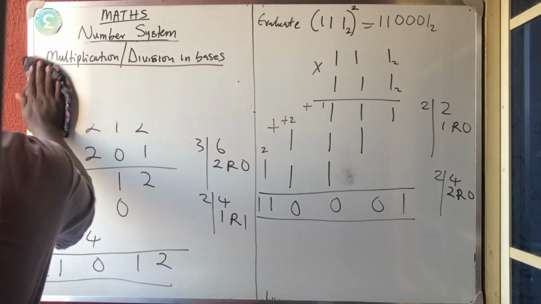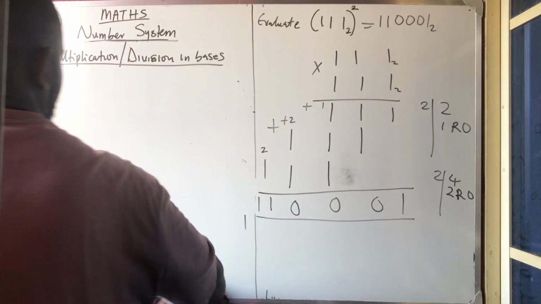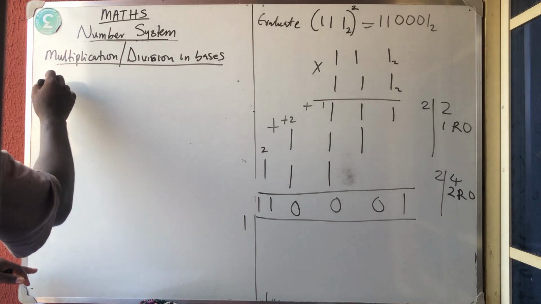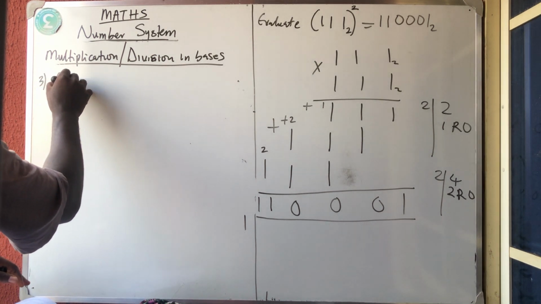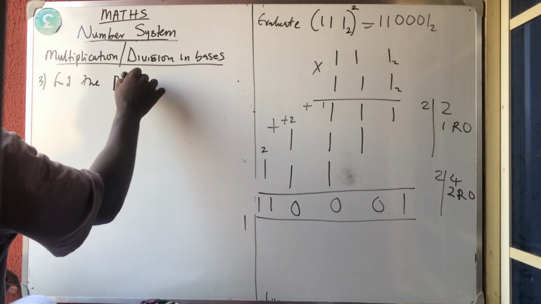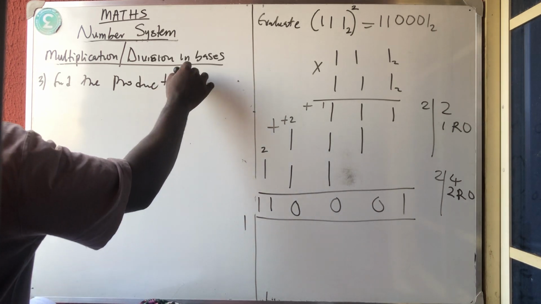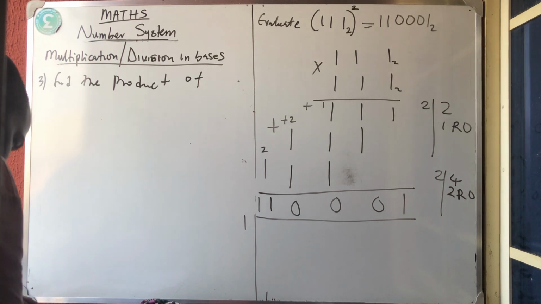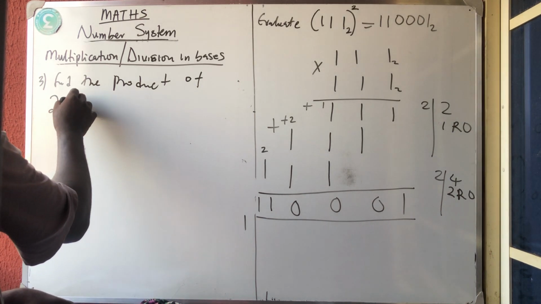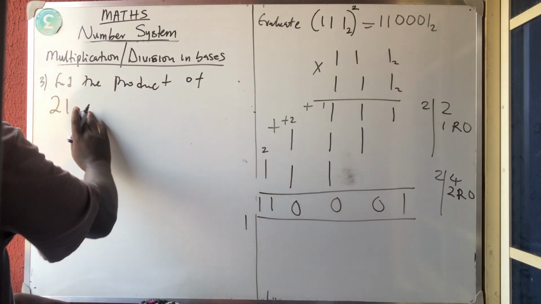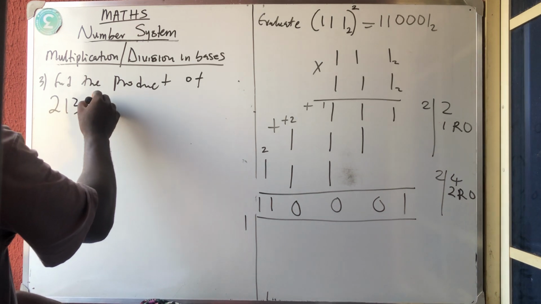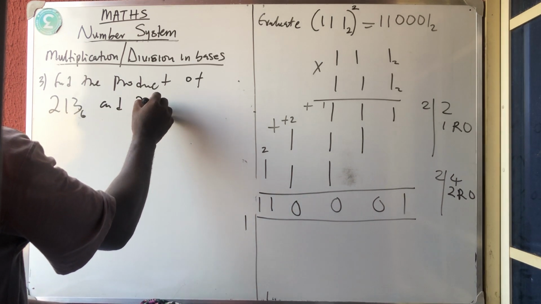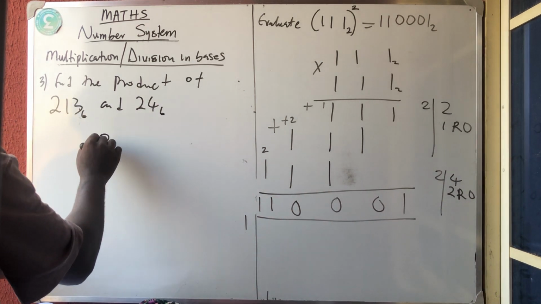So the next question, number 3, said find the product. You know, product means times. Find the product of 213 base 6 and 24 base 6. Very simple.